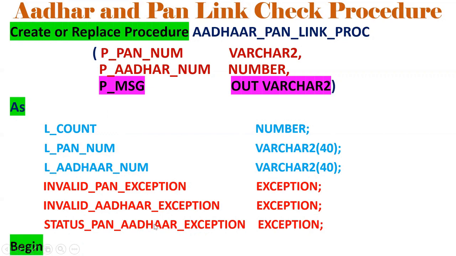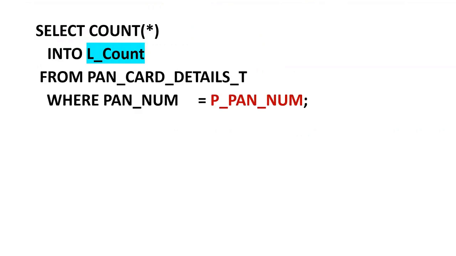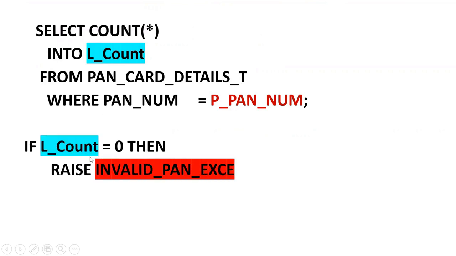Now we'll write the actual code in the execution section. I'm trying to do select count of star into L count from PAN card details where PAN number equal to P PAN number. The first condition we'll check is whether the PAN number is valid or not. If the record is not there, L count will be 0, and then we can raise the exception.